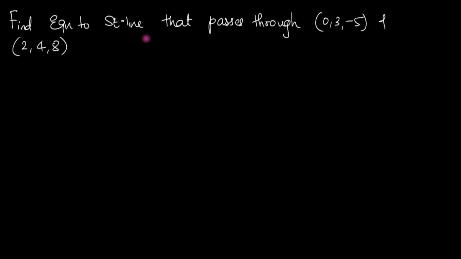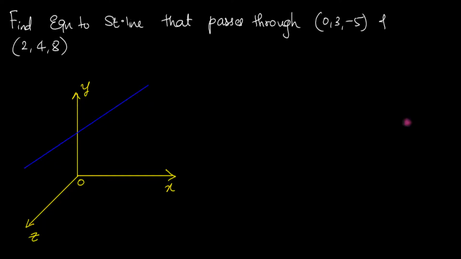In this example, we have a straight line that passes through 2 points. That's all that has been given to us, because the moment I give you 2 points, a particular straight line gets fixed, and we have to calculate what is the equation to that straight line. So here is the 3D space, and here is the straight line.